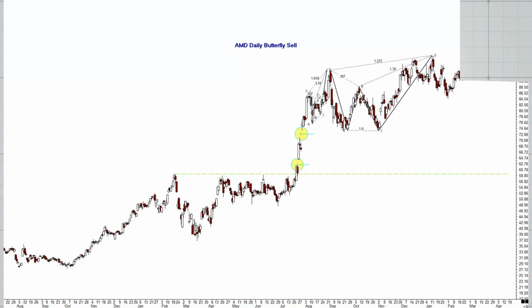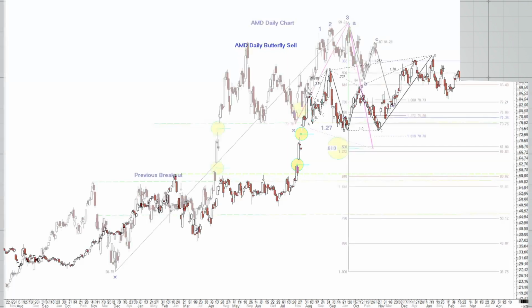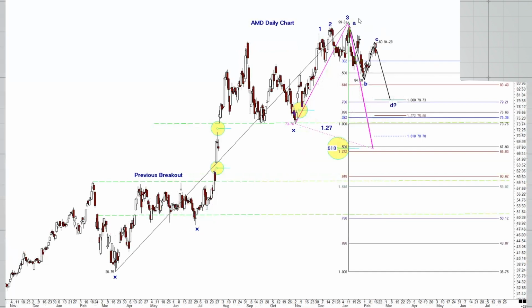And then, as of February 17th, it had some correction to the downside. So let's look now at the next chart. The next chart presented on February 17th was of AMD and a potential of where some of this correction may go to.